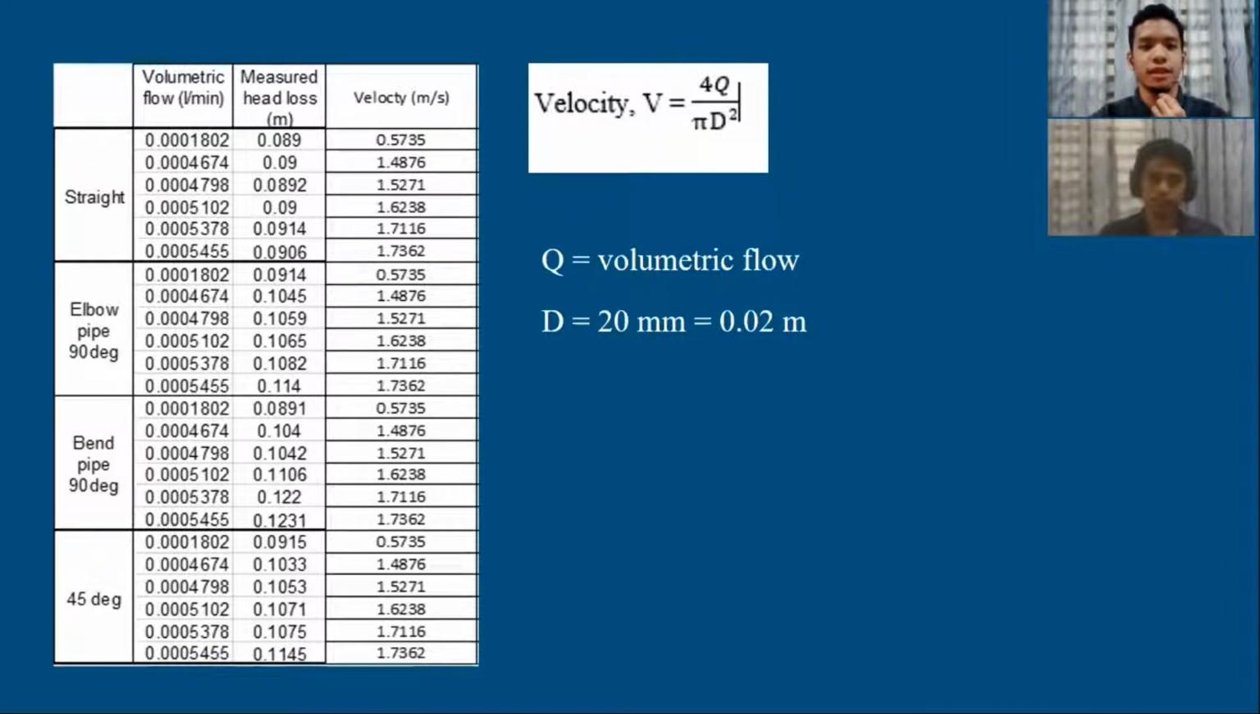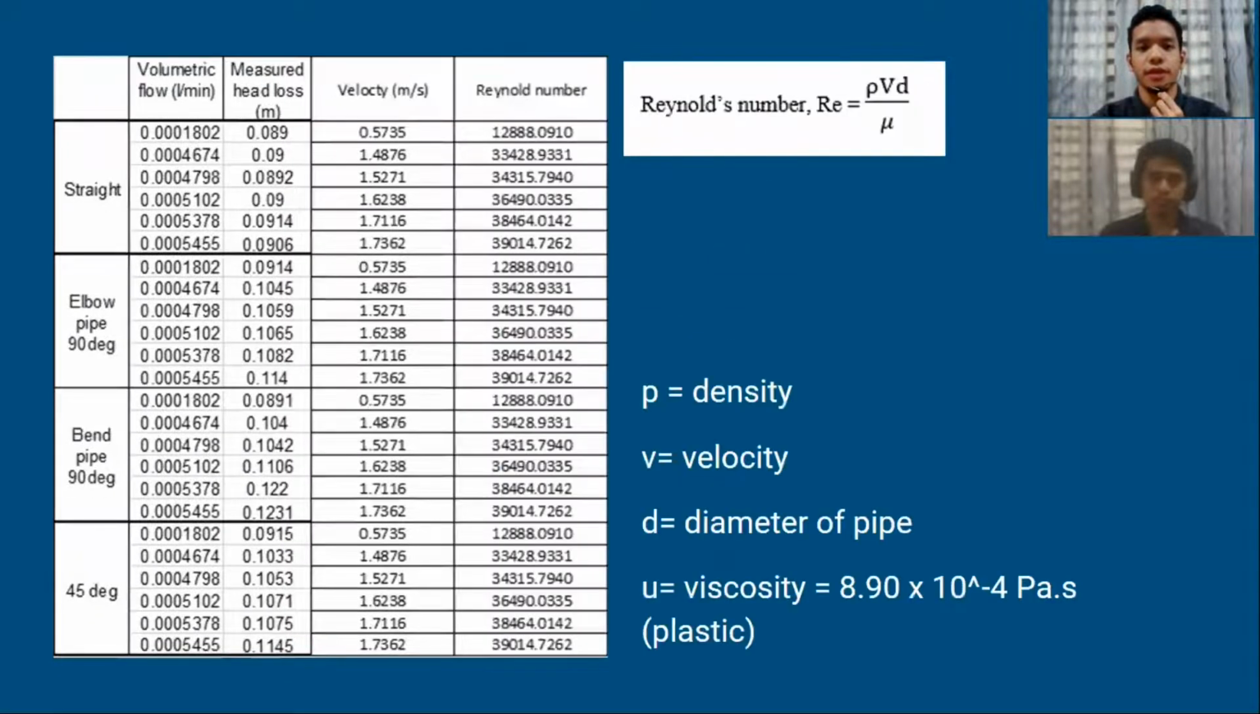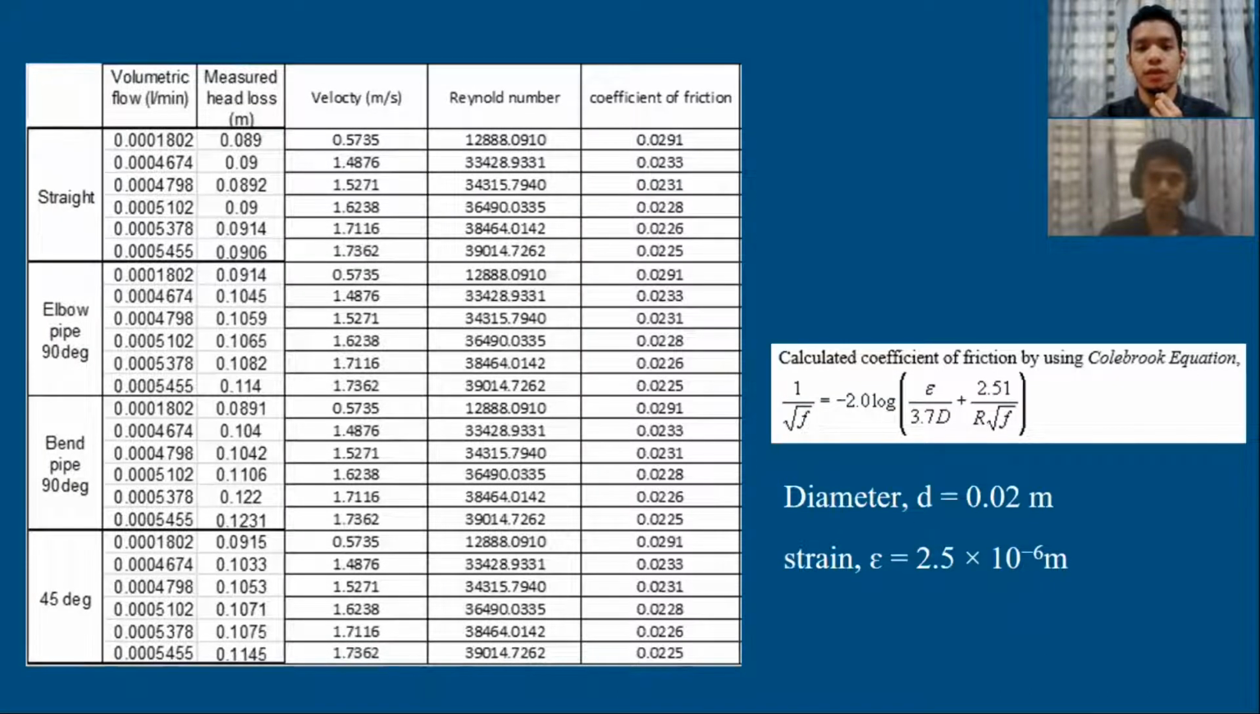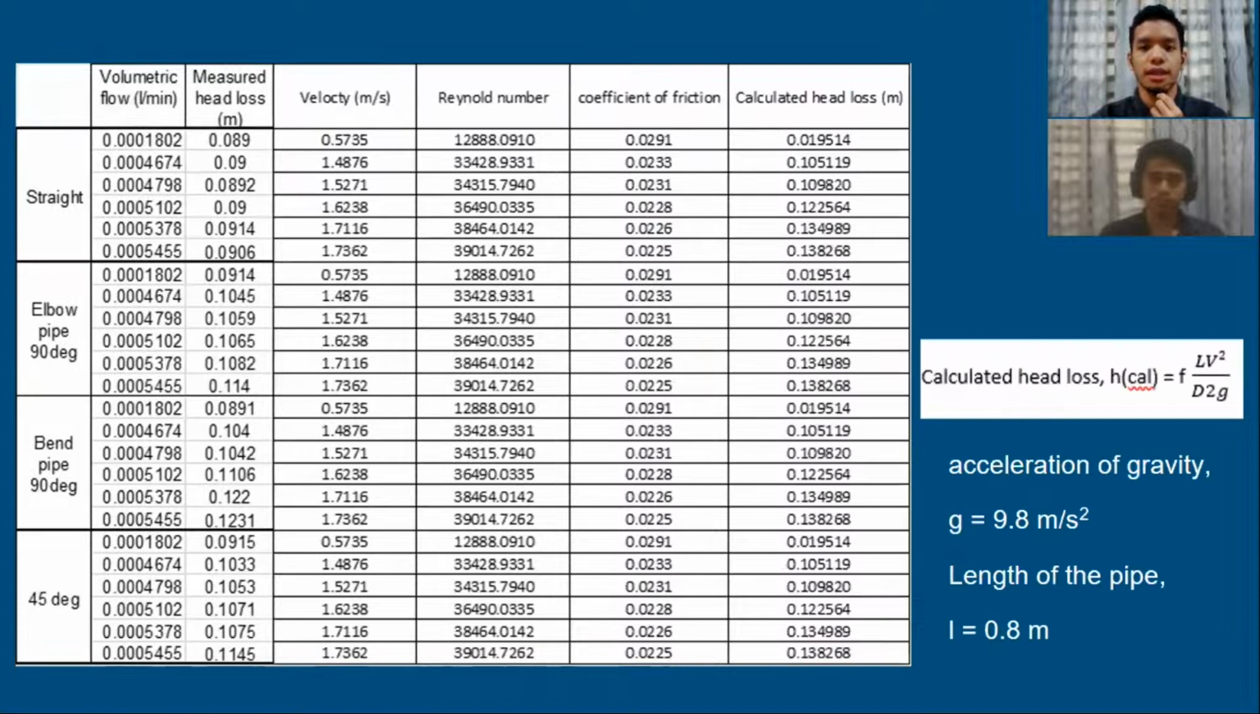First, we have to collect the data for volumetric flow and measured head loss for the 4 different types of pipe, which are straight, elbow pipe 90 degree, bend pipe 90 degree, and 45 degree. And then we can calculate the velocity using the formula 4Q divided by pi d squared. After that, we can calculate the Reynolds number using the formula rho V d divided by viscosity. Then we calculate the coefficient of friction using the Colebrook equation shown in the slide. And lastly, we calculate the head loss using the formula of coefficient of friction times L V squared divided by d 2g.